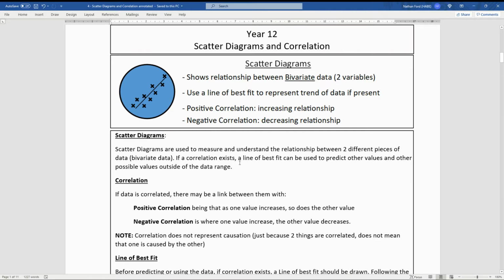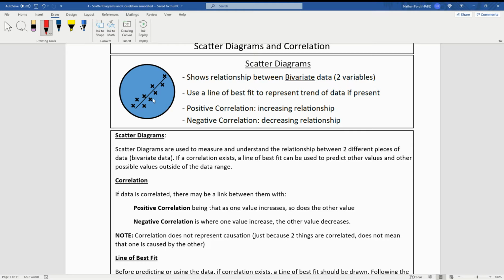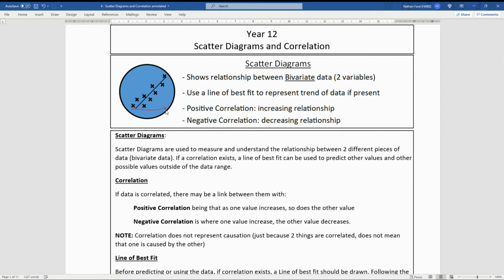So scatter diagrams are used to measure and understand the relationship between two different pieces of data. If a correlation exists, you can draw a line of best fit. We have a positive correlation. Let's say this is our x-axis and this is our y. This graph represents the fact that as our x increases, goes up, so does our y. This is represented by the fact that our data is going in the upward direction.